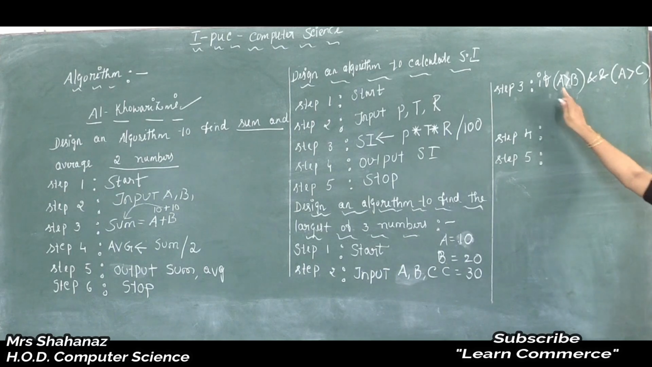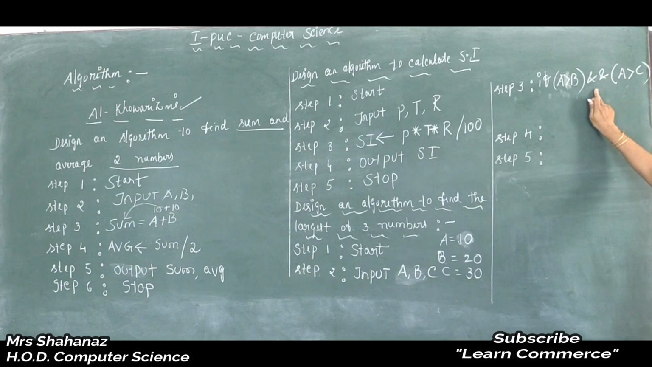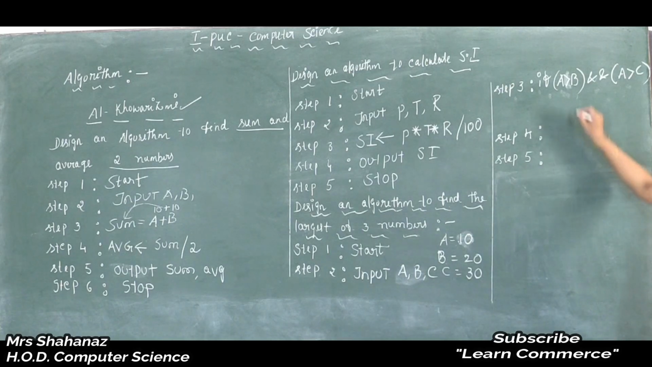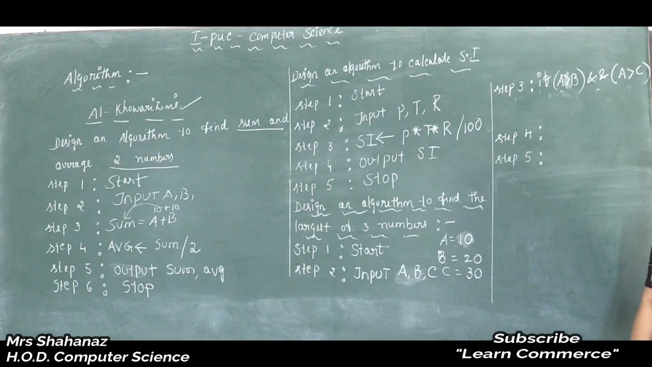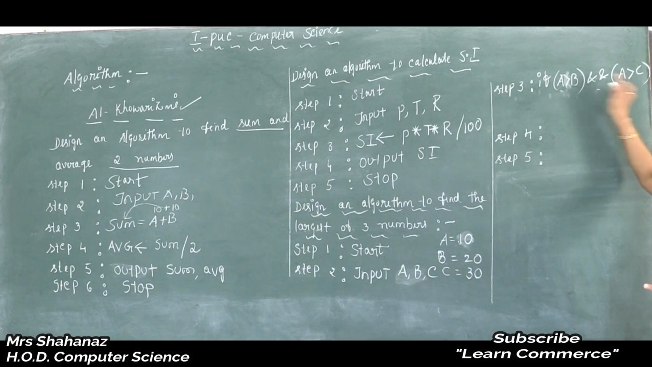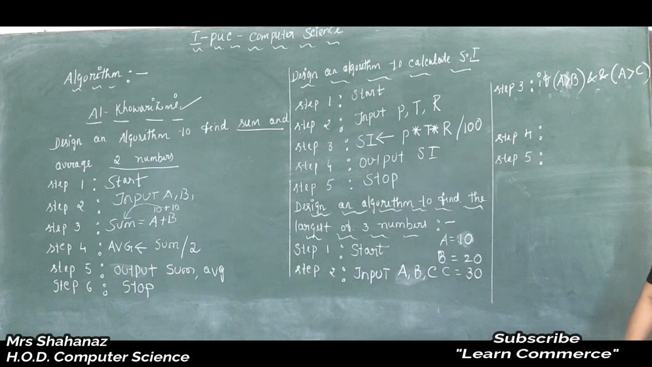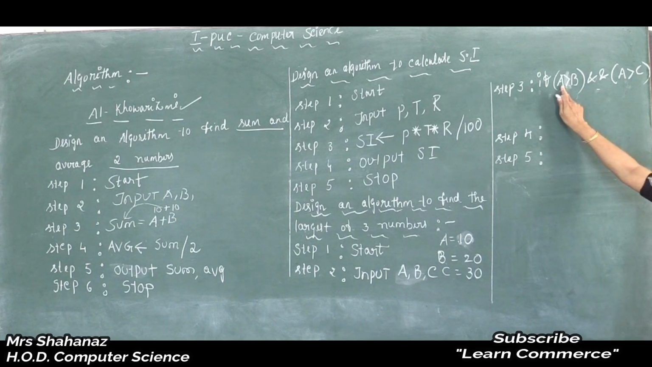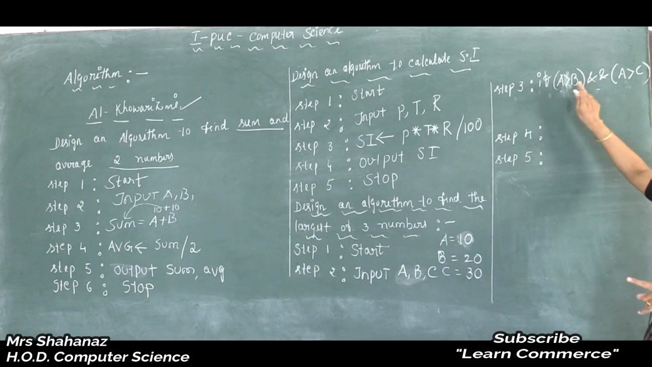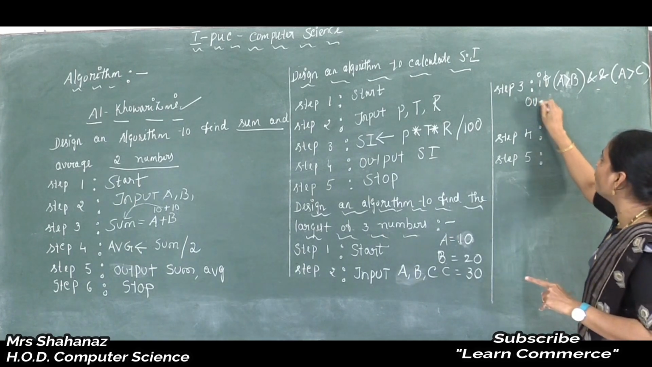The condition is if A value is greater than B and A value is greater than C. So in this case, this condition will be true only when both of the conditions are true. Then which value should be the largest? A value should be the largest. Clear this point here? If it is true, then output A.